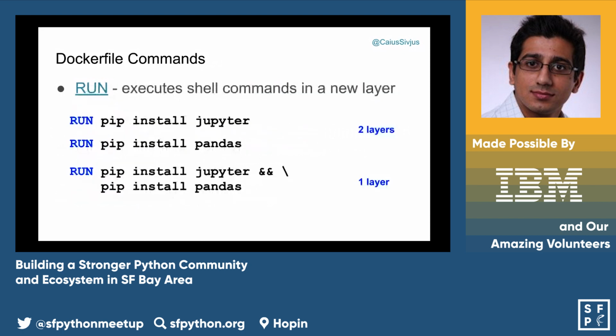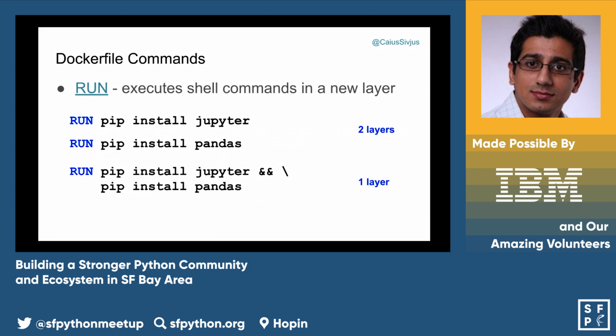The RUN command executes shell commands and puts those commands in a new layer, and it puts that layer at the top of the image layer stack. Just be aware that anytime you use any Dockerfile command, we're going to be creating a new layer. So if we do a RUN pip install jupyter, and on the next line a RUN pip install pandas, that's going to have two different layers.